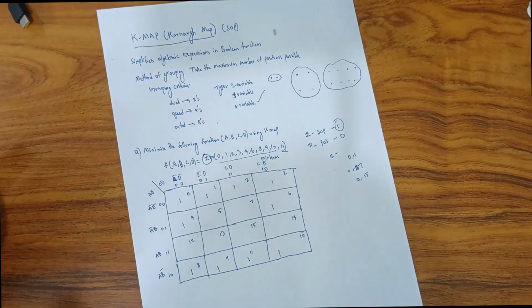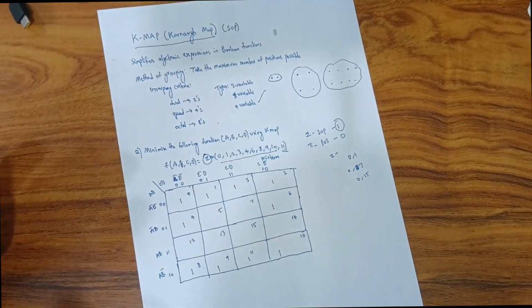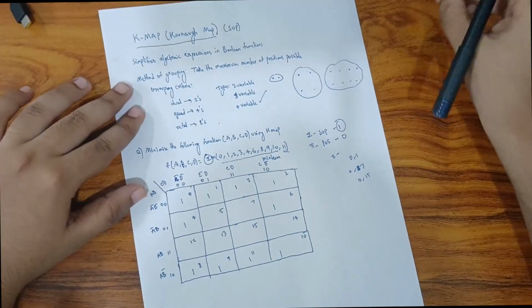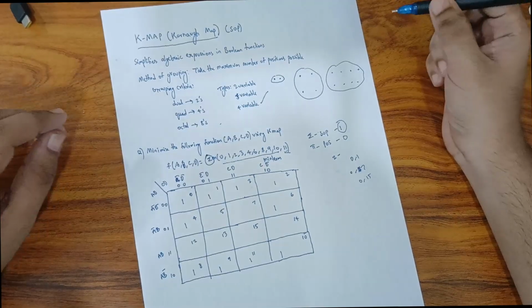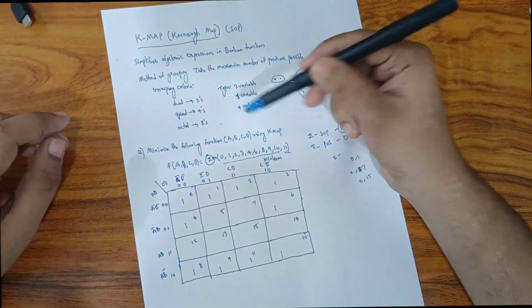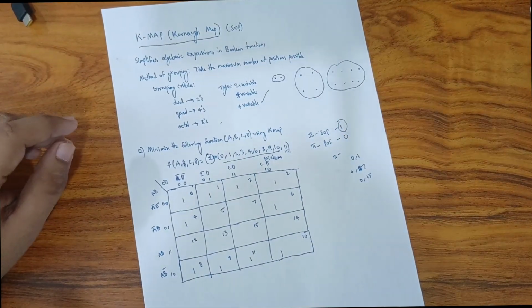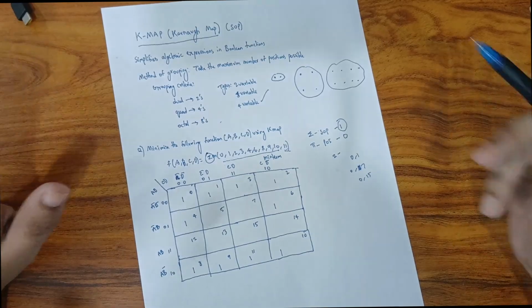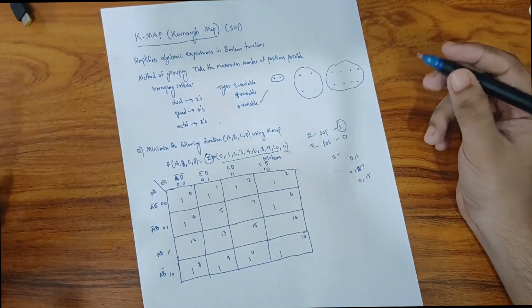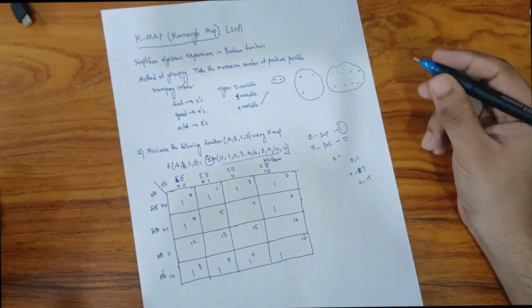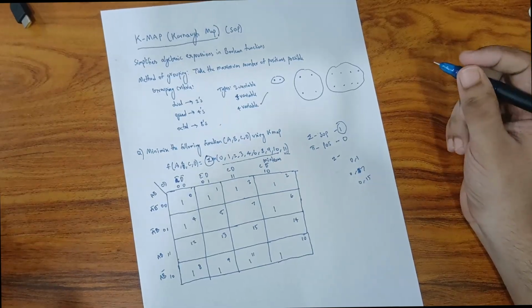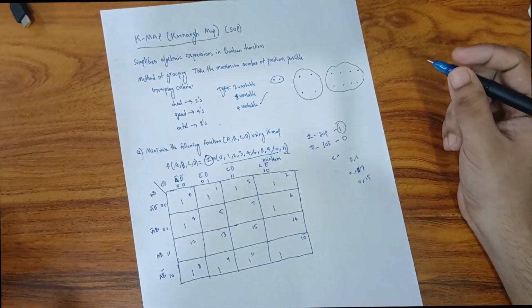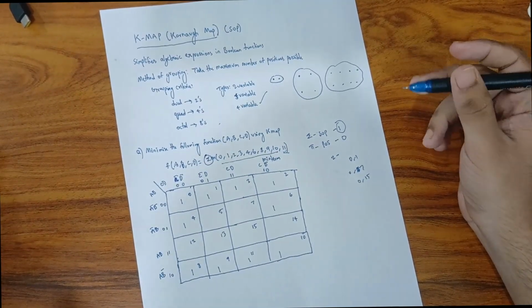Now what we need to do is the grouping, and as I already told you, we have three criteria for grouping: dual, quad, and eights. In every grouping method, we need to take the maximum. We need to group the maximum number of minterms possible. So let us look at the minterms right now.